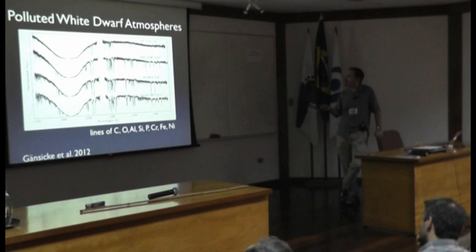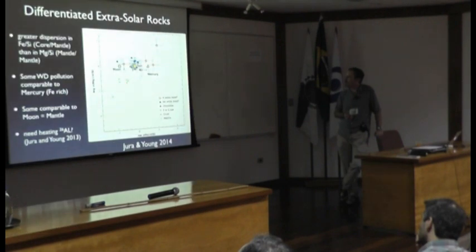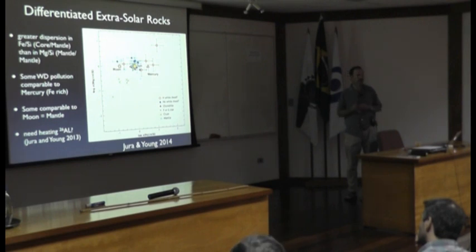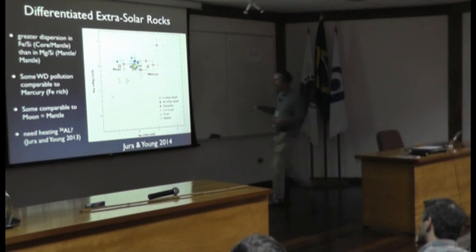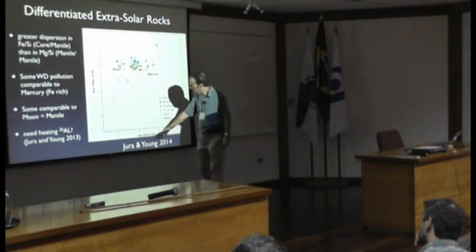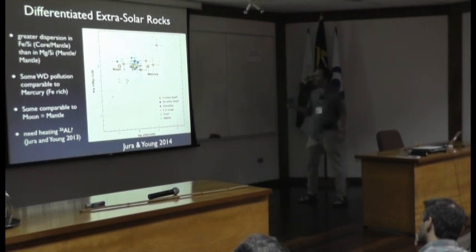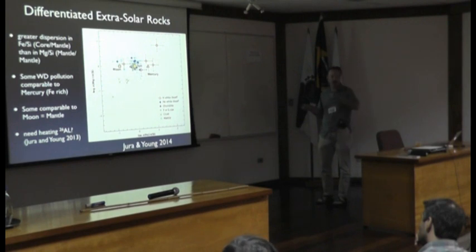So here are several of these white dwarfs. We see lines of carbon, oxygen, aluminum, silicon, phosphorus, chromium, iron, nickel, all in this thing. Okay, so from the abundance analysis, they infer that these rocks betray evidence of differentiation. So this is magnesium to silicon, iron to silicon. Magnesium and silicon are two things that track each other, so they should be sort of mantle. And iron to silicon would be the core to mantle ratio, if you will.